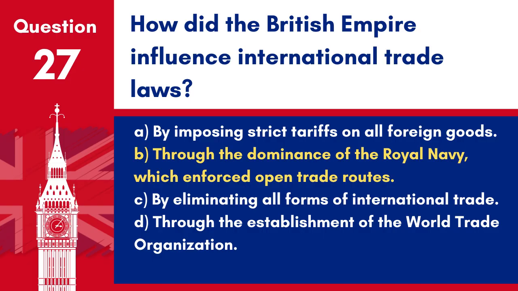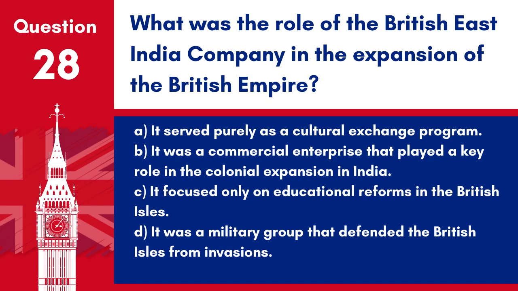Answer: B. Through the dominance of the Royal Navy, which enforced open trade routes. The British Empire significantly influenced global trade practices, particularly through naval dominance, which ensured the security of trade routes and facilitated the flow of goods globally. Question 28. What was the role of the British East India Company in the expansion of the British Empire?